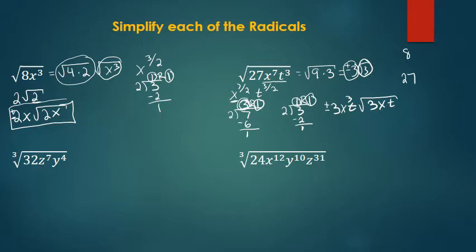Okay, let's try this again. And this time we're dealing with a cube. So we care about our cube list, which actually we still have here. So, do either of those numbers go into 32 evenly? Yes, it goes into 32. So I can rewrite that as the cube root of 8 times 4, okay, which becomes the cube root of 8 times the cube root of 4.